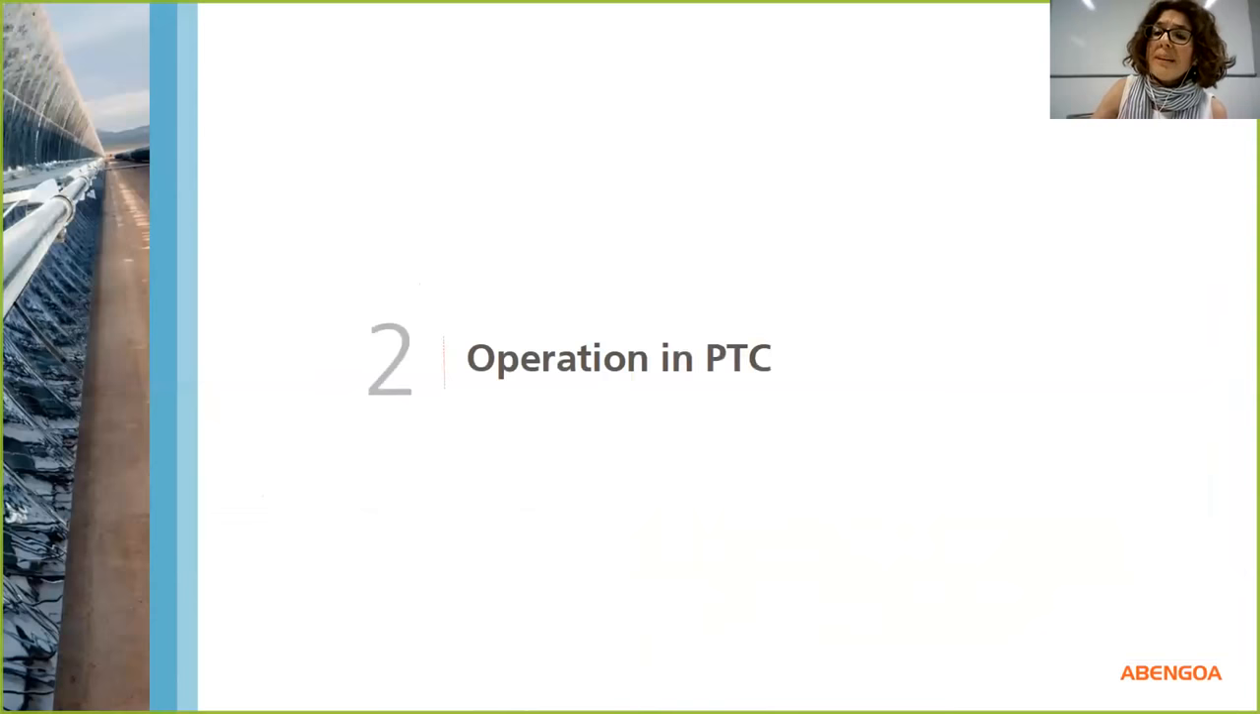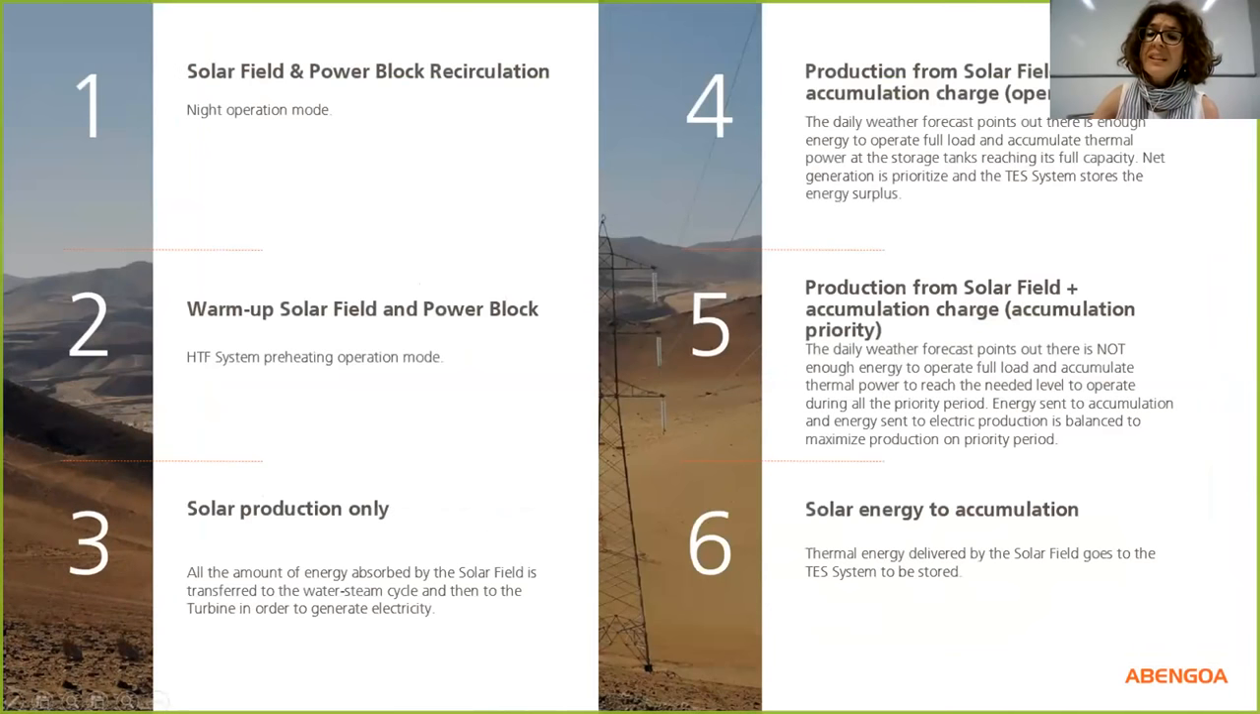Now I'm going to talk about the operation of the plant. Basically, I'm going to list the existing modes of operation. In general, we have 9 main operation modes. The first one is during the night. We have the solar field and the power block in circulation during the night.